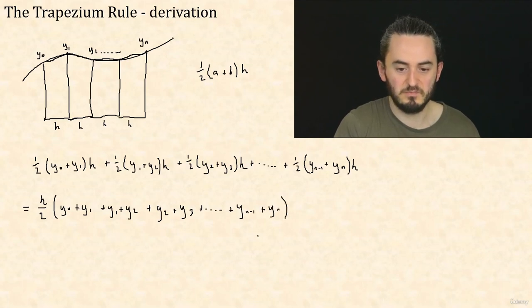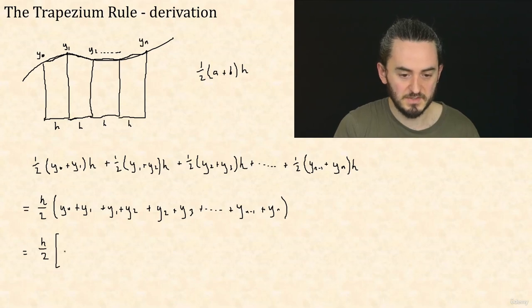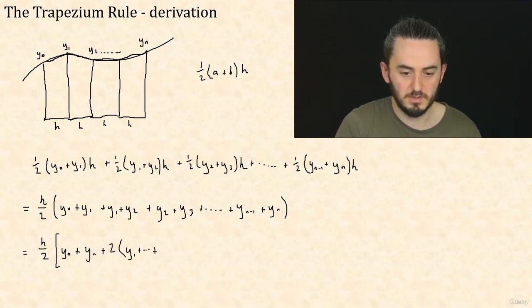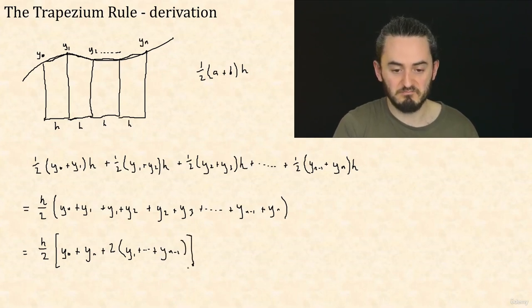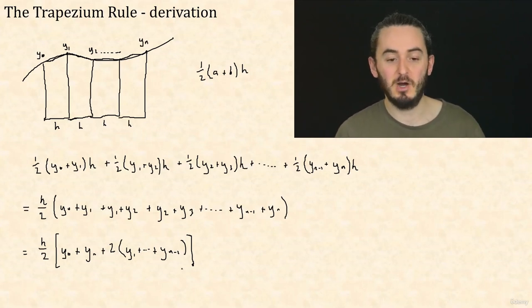plus yn. Now, we can simplify that even further, because notice that we get 2 of every term, y1 and y1, y2 and y2, y3 and y3, 2 of all of them apart from the very first and the very last. So we can write this as the very first y value plus the very last y value plus 2 of everything else. So 2 of everything from y1 up to yn minus 1. And that there is the trapezium rule. And I've proved it for you, and now let's look at how we can use it.